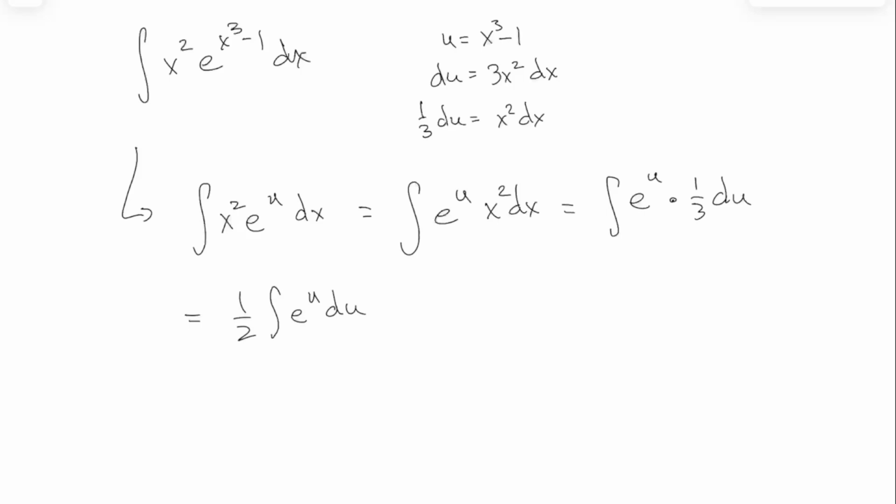What should we do next? So the substitution is finished now. Everything is about u's rather than x. What's the next step?